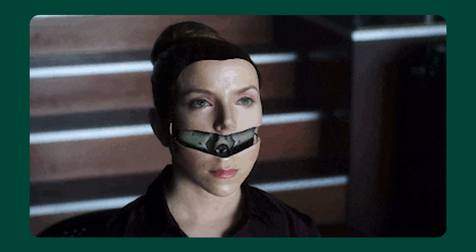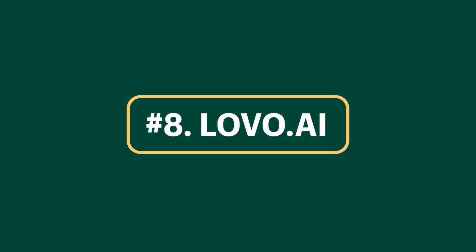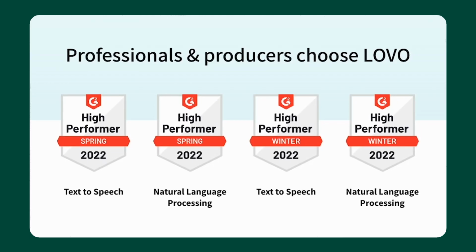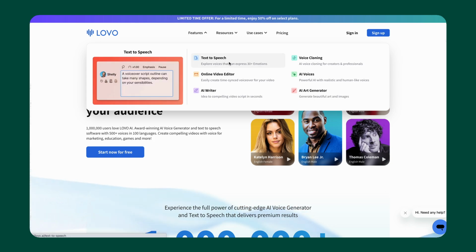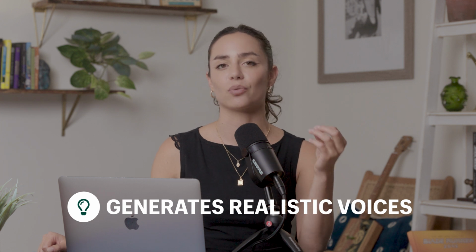But what if I told you that AI tools are now so advanced that it sounds like an actual human voice? So Lovo AI is this super cool, award-winning platform that's all about AI-based voice generation and text-to-speech. It is one of the easiest and most robust platforms out there, creating voices that sound just like a real person.